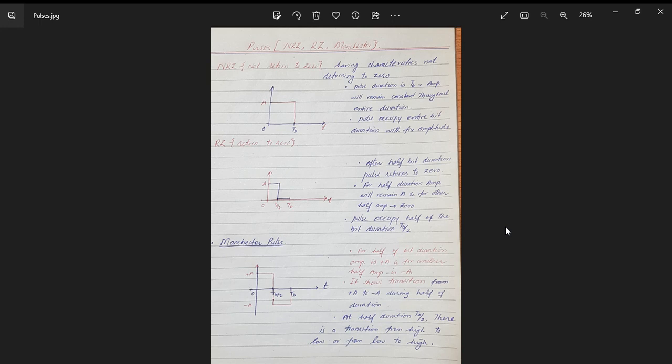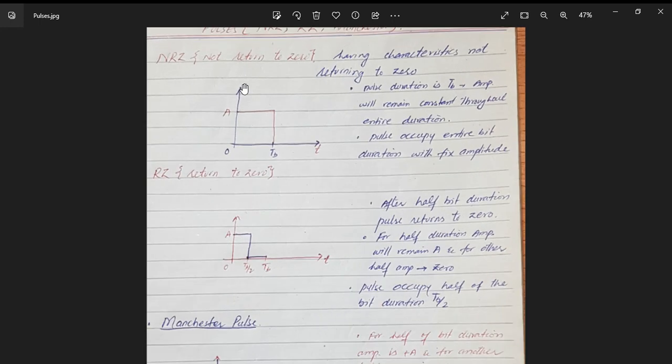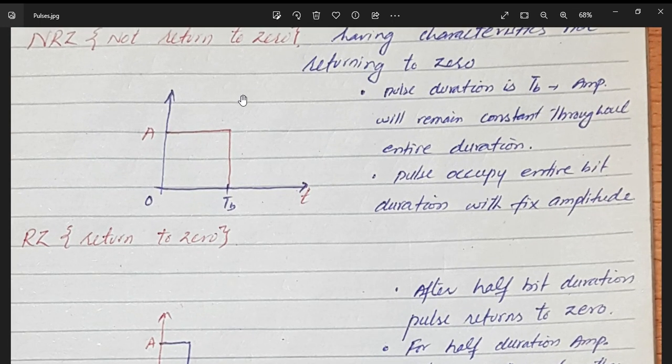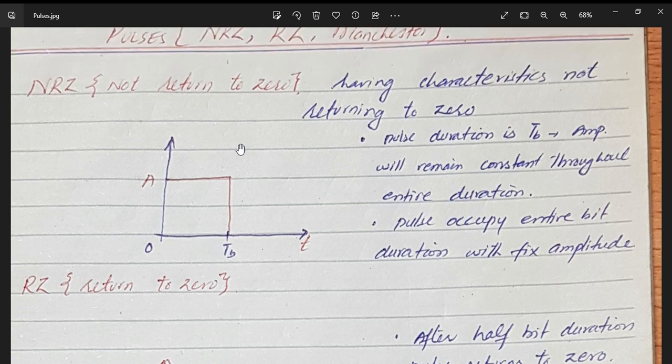So what does that mean? NRZ means not return to zero. So what does that mean? It has a characteristic of not returning to zero. So what does that mean?